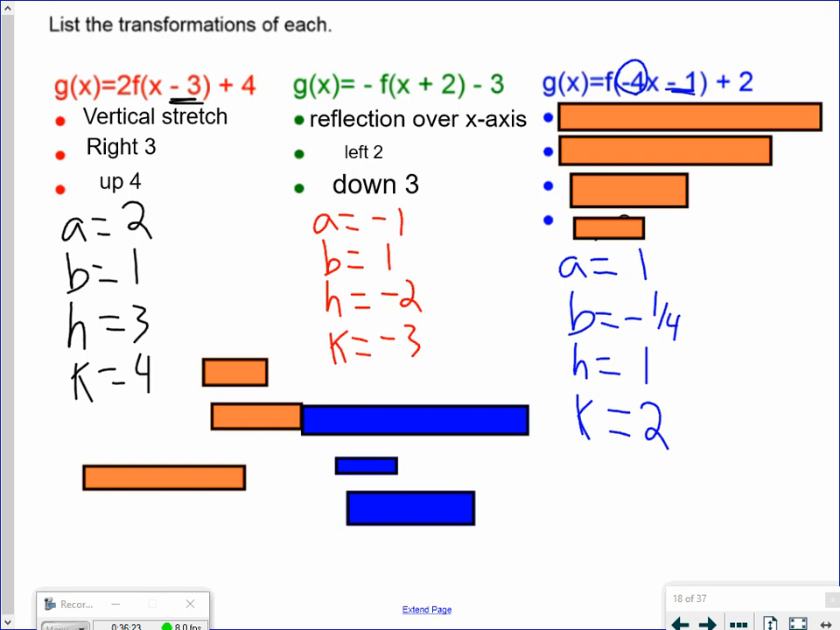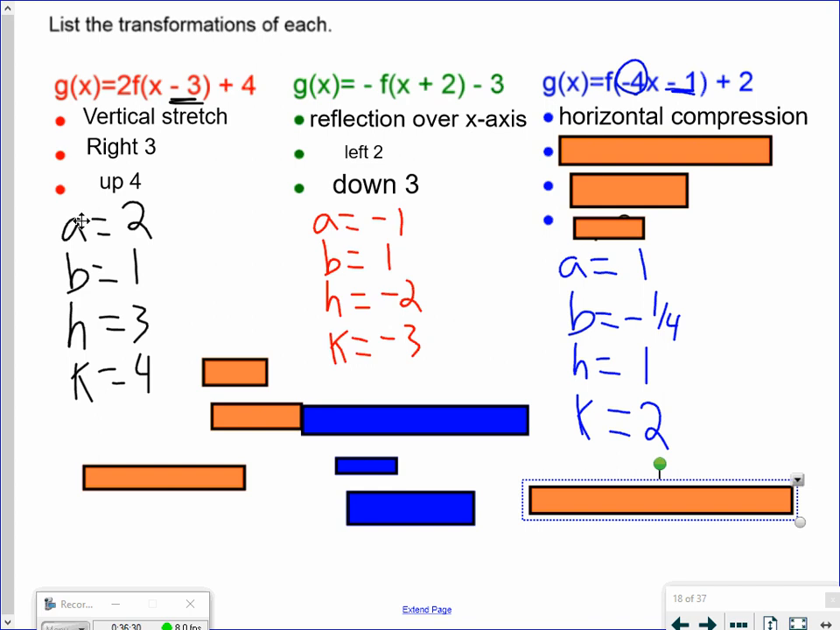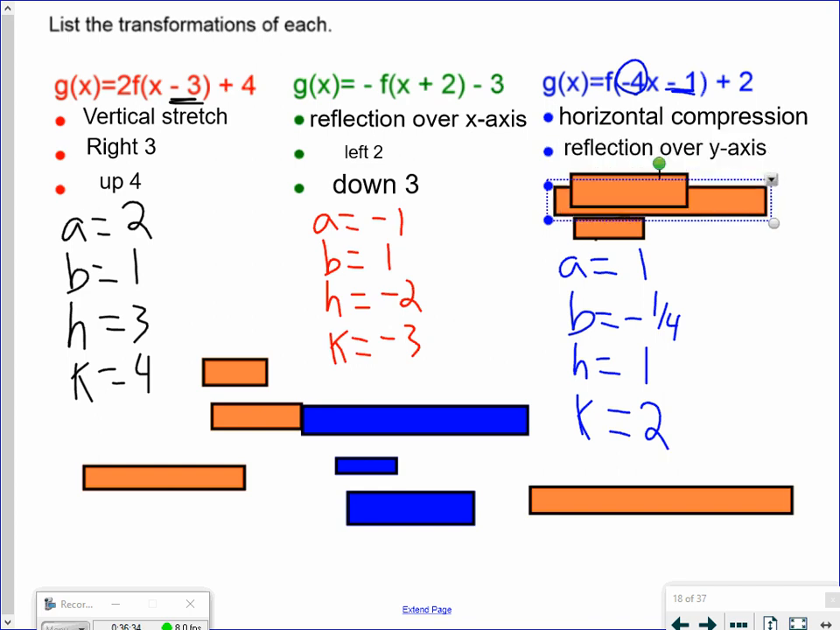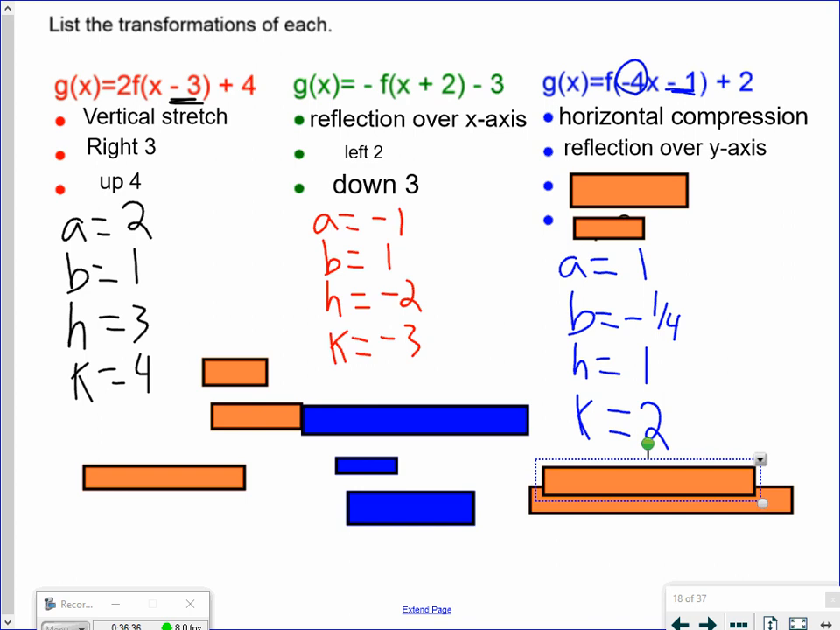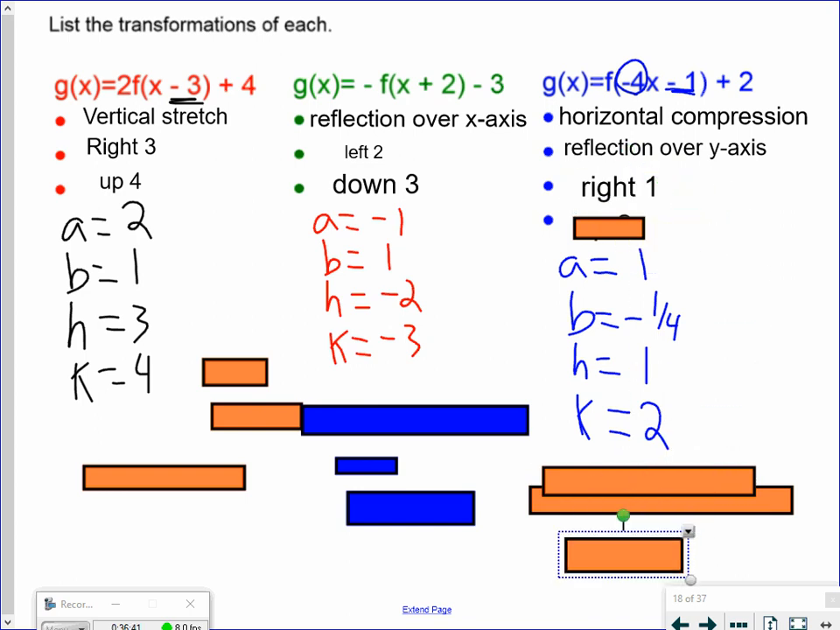So that means when our a is 1, it doesn't do anything. But when our b is negative 1/4, the 1/4 tells us we have a horizontal compression, and that negative tells us we have a reflection over the y-axis. That h of 1 means we go to the right by 1. And that k of 2 tells us we go up by 2.